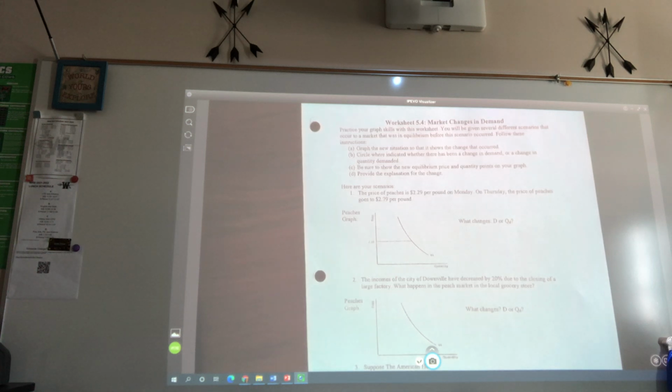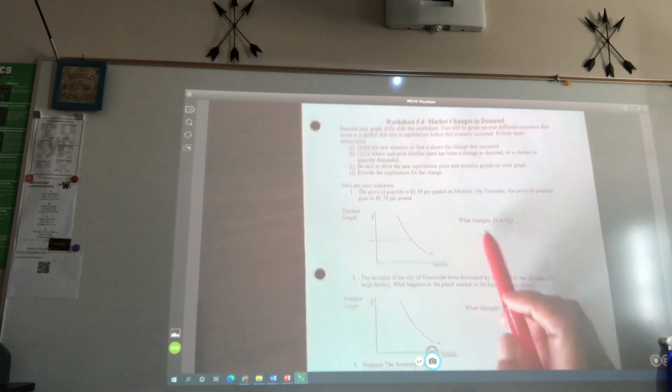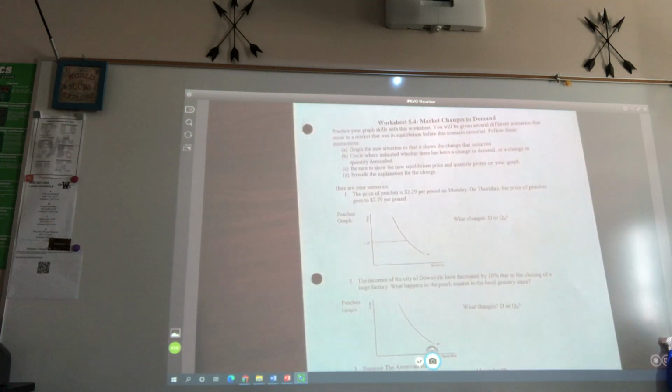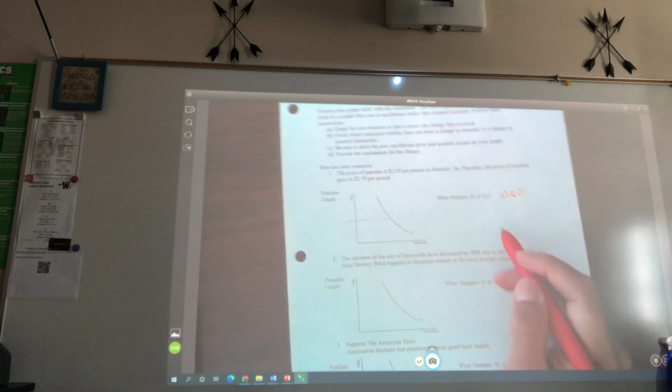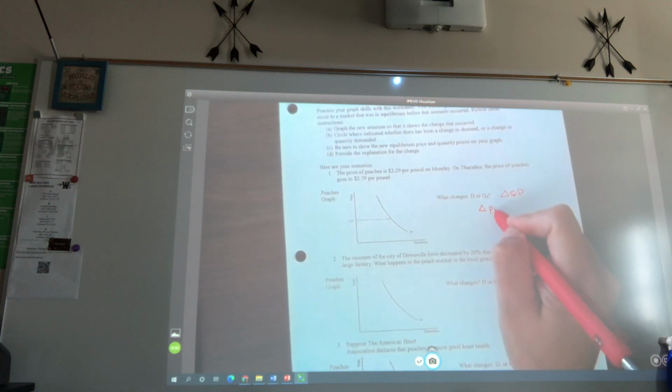So the price of peaches is $2.29 per pound on Monday. On Thursday, the price of peaches goes to $2.79 per pound. Is this a change in demand or a change in quantity demanded? This is a change in quantity demanded. Why? Because of a change in price. There's a change in price.